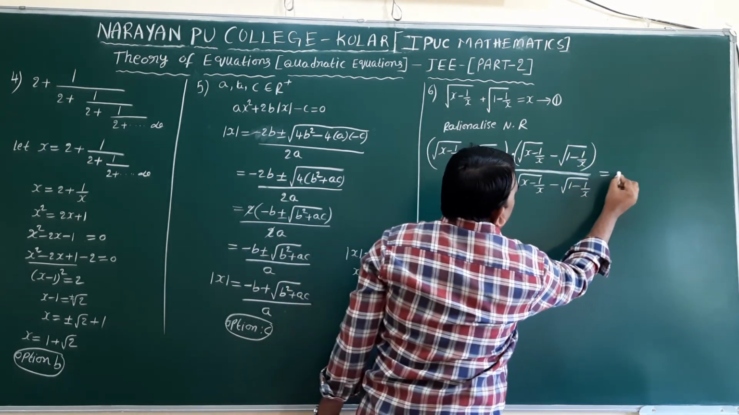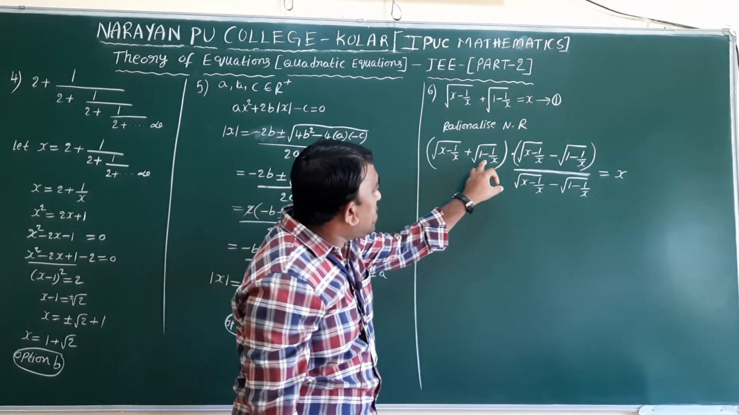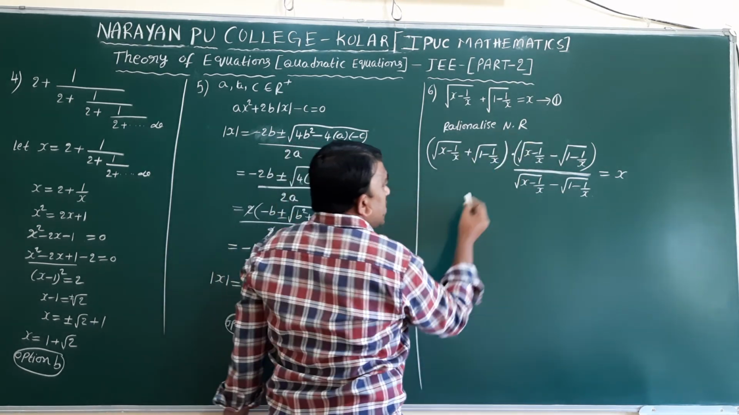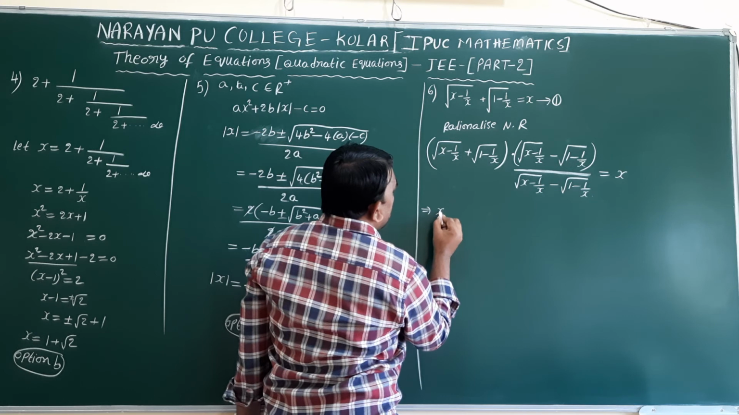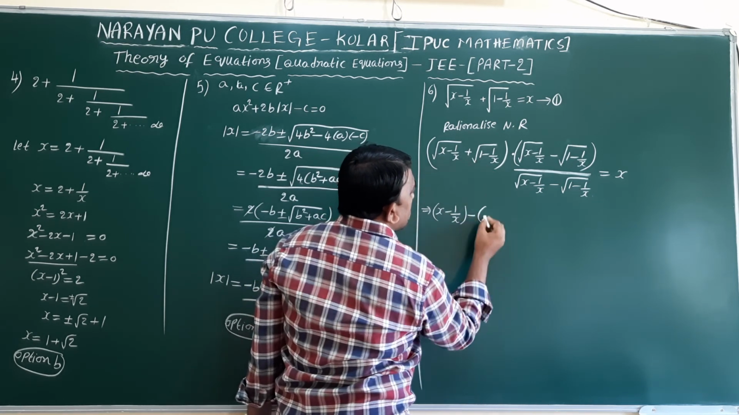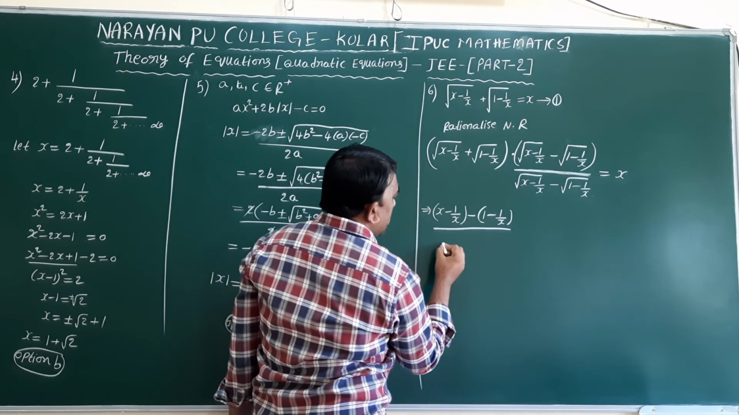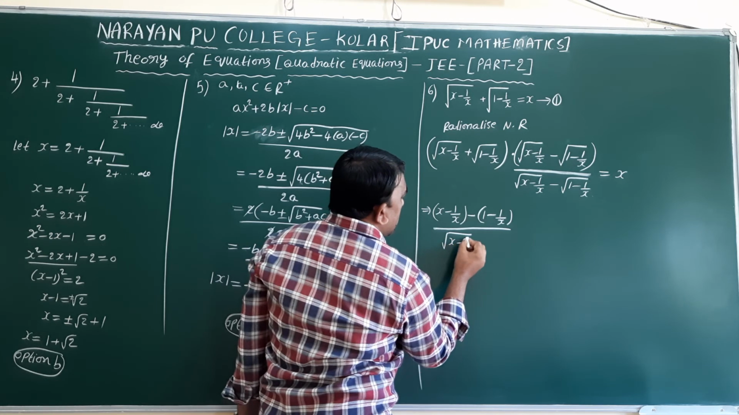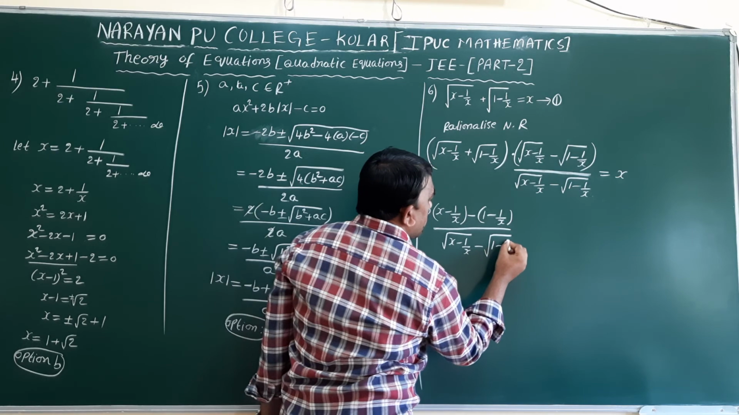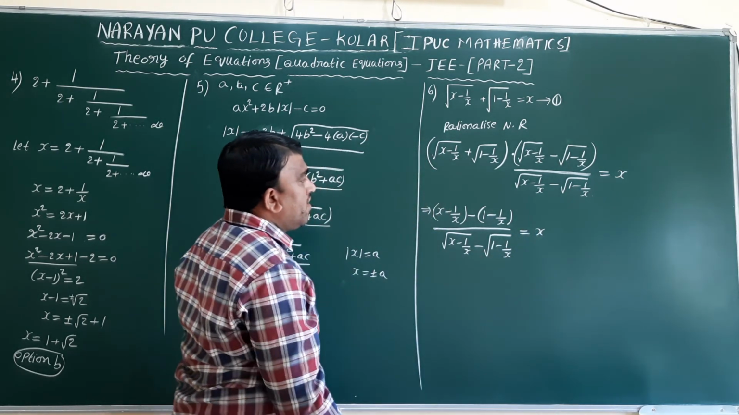is equal to x. Now the numerator is in the form (a plus b) into (a minus b), which is a square minus b square, meaning the roots will be cancelled off. x minus 1 by x minus (1 minus 1 by x), whole divided by root over x minus 1 by x minus root over 1 minus 1 by x is equal to x. Simplify the numerator.